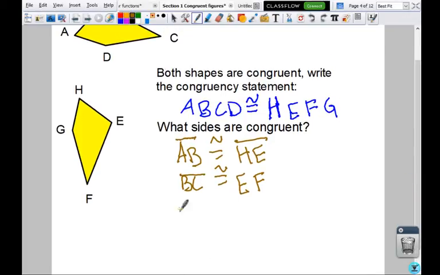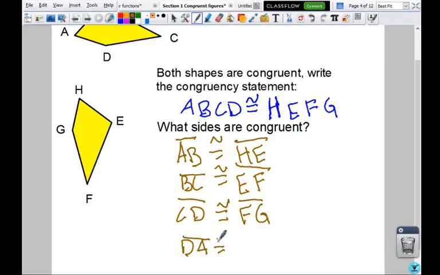Alright, let's see. We did BC. We have CD. Side CD is going to be congruent to side FG. Segment symbol there. And my last one, DA, is going to be congruent to GH. Pretty easy so far. Actually, this first section is pretty simple, I think. Let's talk congruent sides and angles.